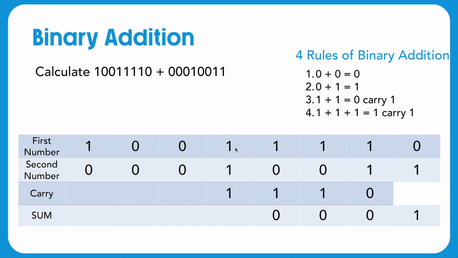The next column gives us a sum of 1 plus 1 plus 1, which according to rule 4 is 1 with a carry of 1, so we plot this in the table. We then need to sum 0 plus 0 plus the carry of 1, which according to rule 2 is 1, so we put this in the table with a carry of 0. We then sum 0 plus 0 plus 0, which according to rule 1 is 0, so we plot this on the table before doing our final sum of 1 plus 0, which is 1.